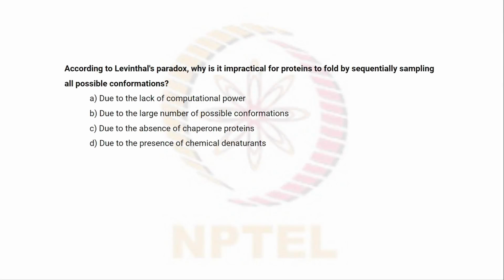According to Levinthal's paradox, why is it impractical for proteins to fold by sequentially sampling all the possible conformations?